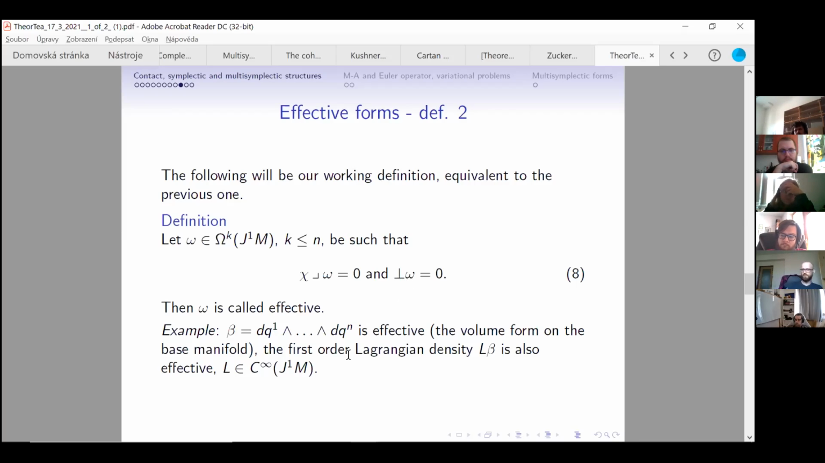Moreover, if we pick an arbitrary smooth function on J¹M and construct L β, it can in fact be shown that L β locally is the most general n-form which gives rise to a first order Lagrangian down on the base if we pull it back on M. So L β is in fact the most general thing that gives rise to first order Lagrangians in the standard sense on the base manifold. And this L β is effective as well.